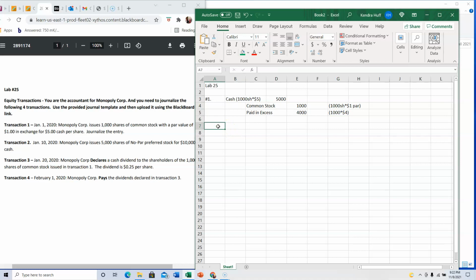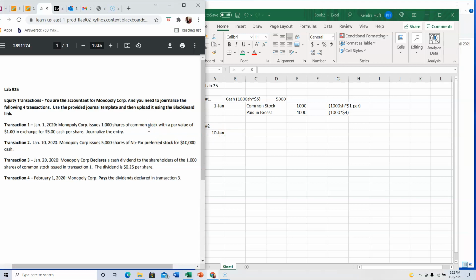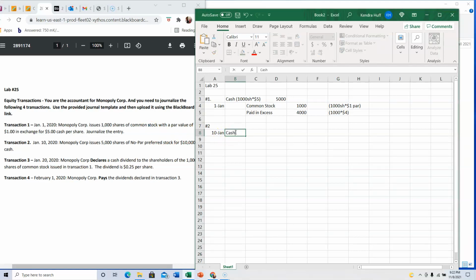All right, number 2. This one was on January 1st. This one is on January 10th. All right, Monopoly Corp issues 5,000 shares of no par preferred stock for $10,000 in cash. All right, so they're getting cash. They're actually getting $10,000.